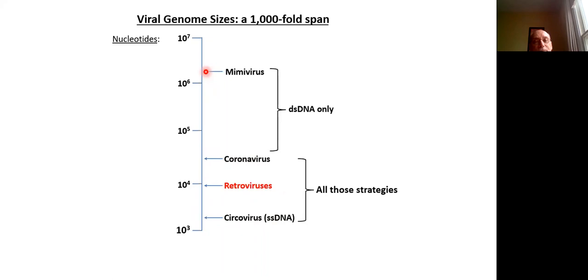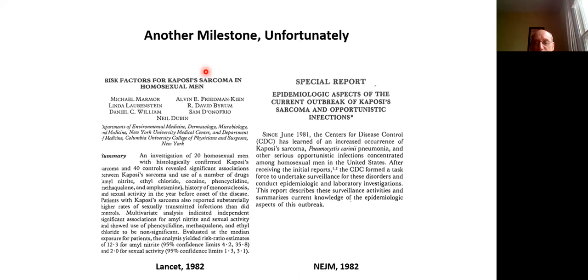Okay, moving right along, another milestone in the field, which unfortunately I don't need to tell you what it is. In the early 80s, people started showing up with a previously unknown syndrome. Essentially, the immune system had collapsed and people were developing any of a wide variety of opportunistic infections or Kaposi sarcoma, and invariably dying of these opportunistic infections.